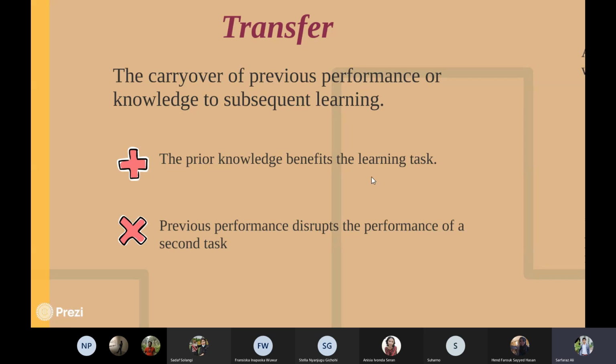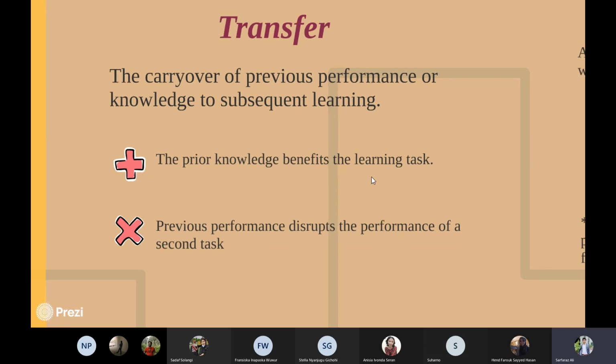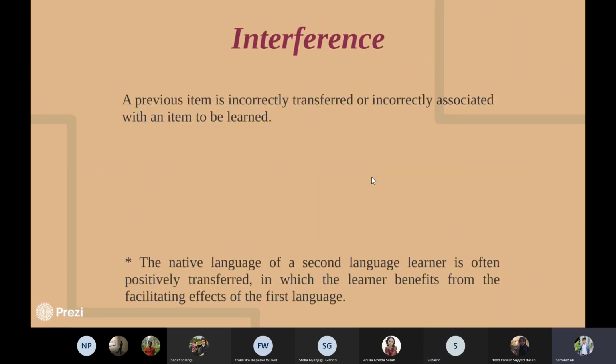One is transfer, which is to carry over previous performance or knowledge to subsequent learning. Prior knowledge benefits the learning task, and secondly, the previous performance distributes the performance of the second task. The second term, interference, is all about the previous item being incorrectly transferred.